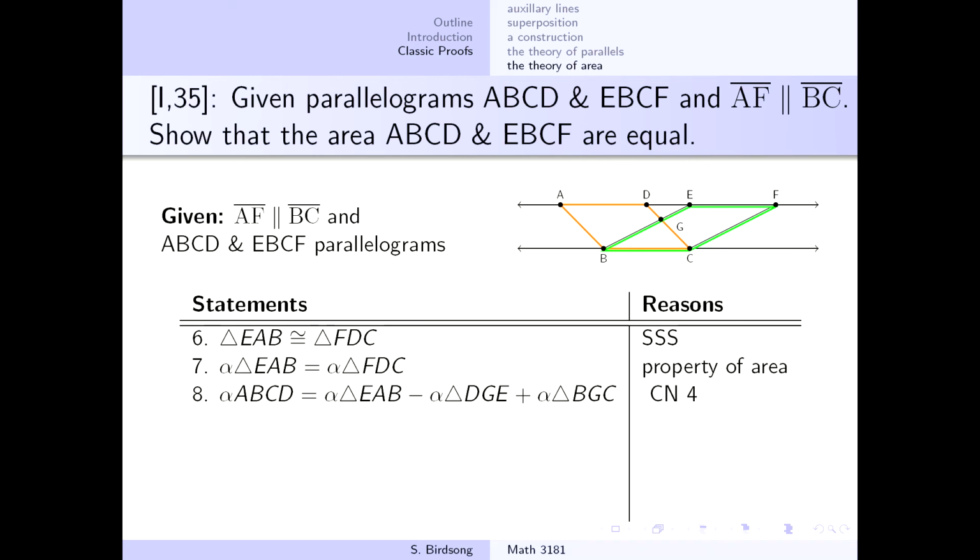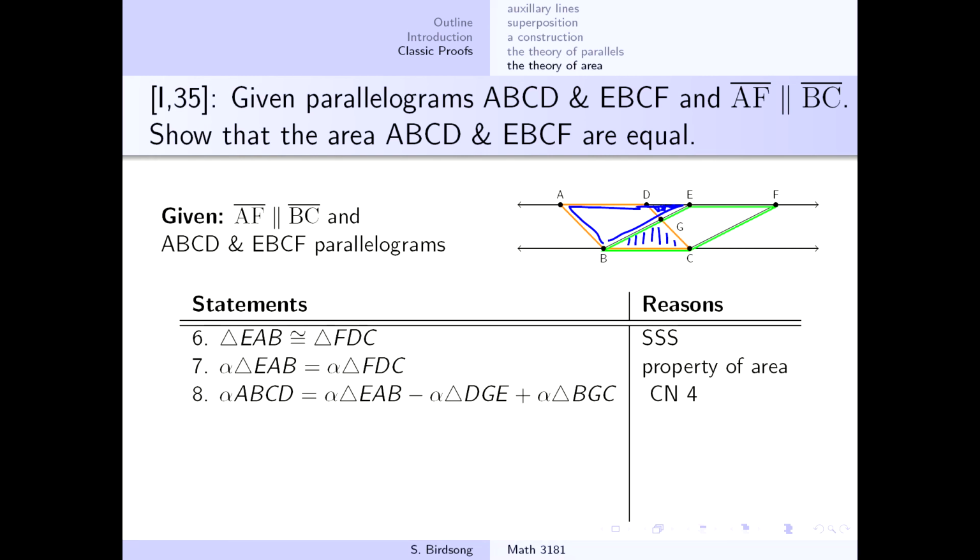I am going to claim the following. If we look at the parallelogram ABCD, this is the orange one, this is exactly the triangle EAB, so the big triangle right up here, subtract out the little shaded triangle that I'm shading in right now, and add back in this other triangle that is triangle BGC. Okay, so notice we took the big triangle we just looked at from a congruent standpoint.